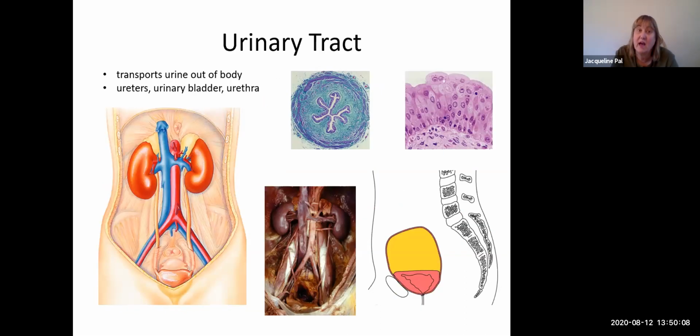The rest of the urinary tract is made out of 3 organs that are going to transport the urine out of your body.